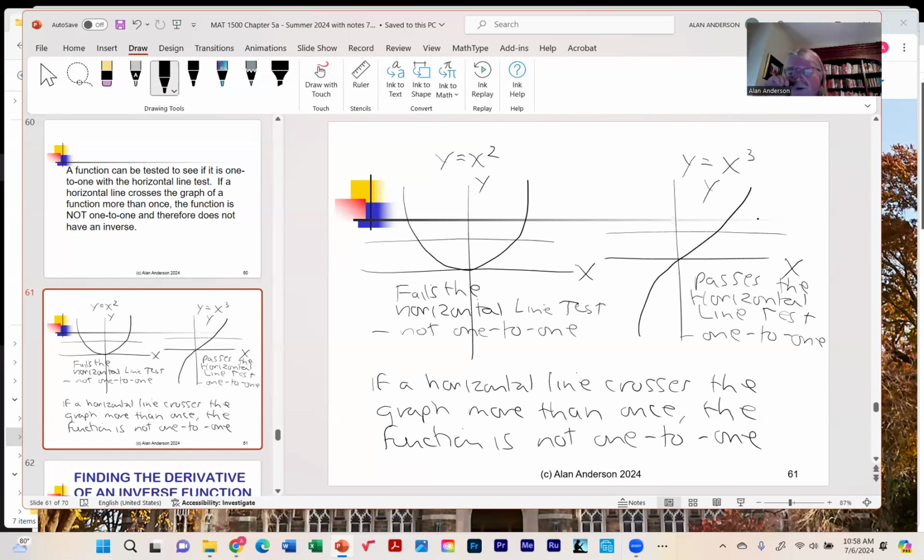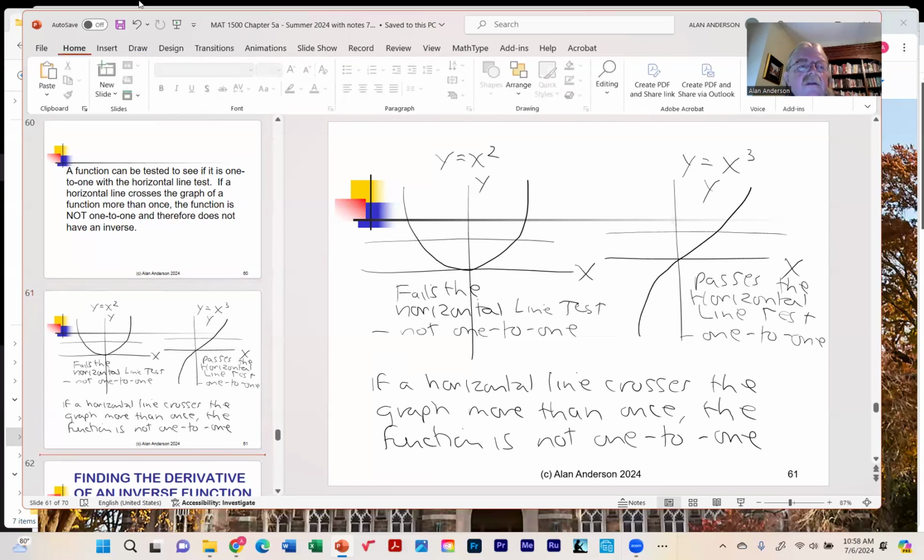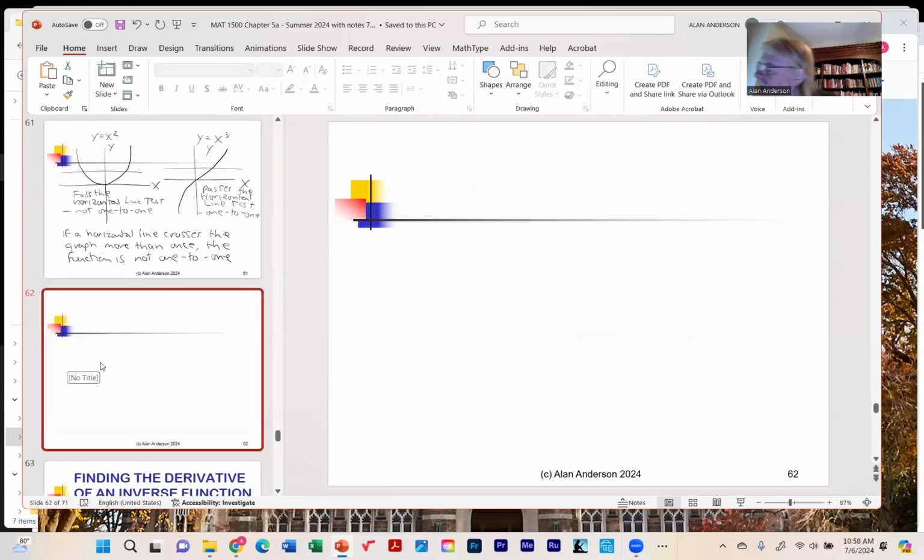So that's all you need. Just visually, you can see it. A horizontal line across y equals x squared, the parabola, crosses twice. And that means that it fails the test and it cannot be one-to-one, which also means that it doesn't have an inverse. The one on the right, y equals x cubed, does pass the test. It therefore does have an inverse because it is one-to-one. But you can see algebraically why that has to be true.